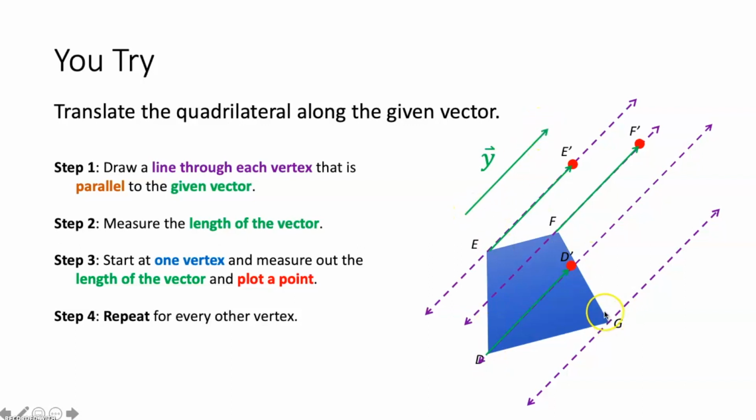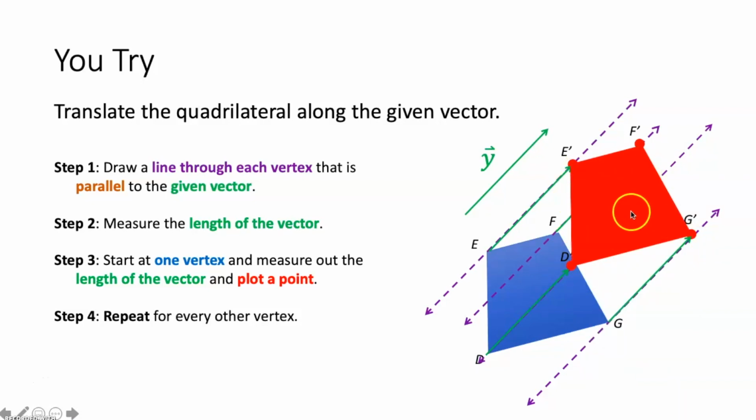Lastly, point G. We start at point G and we measure out the magnitude or length of vector y along that parallel line that we drew. We put G prime, and then we connect these dots. This red trapezoid, trapezoid D prime, E prime, F prime, and G prime, is the image of trapezoid DEFG after it's been translated along vector y.